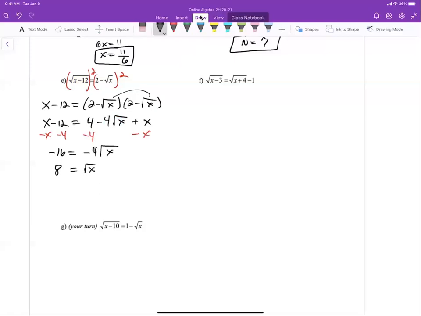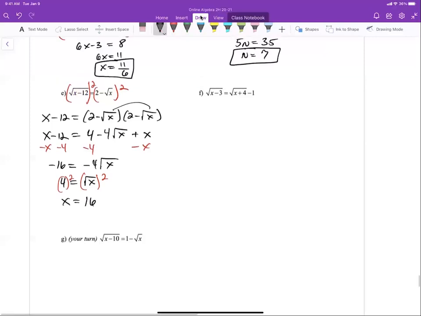Okay, when I divide 16 by negative 4, or negative 16 by negative 4, I get a positive 4. There we go. All right, now I need to square both sides of the equation, and I find that x is equal to 16. Now we need to check our answer.